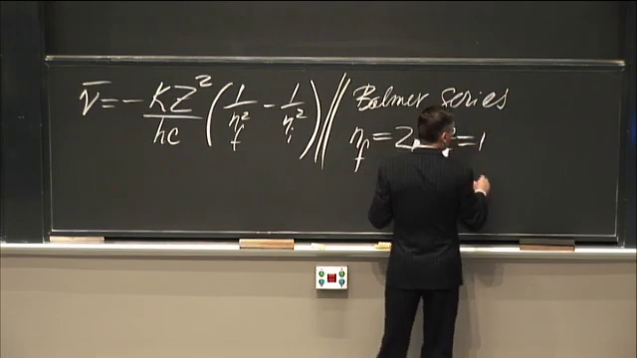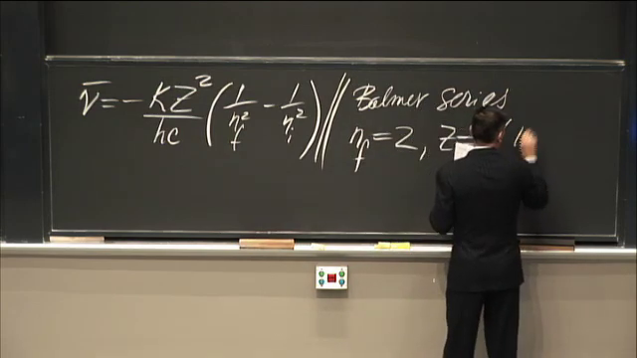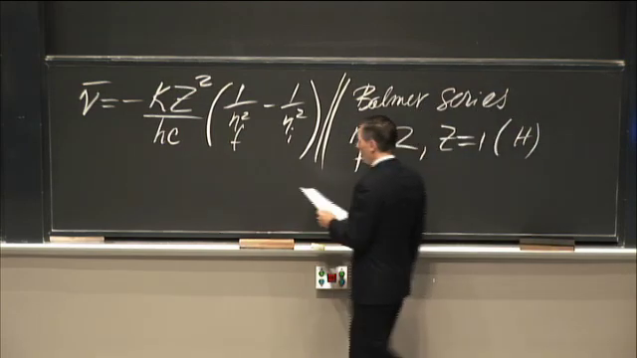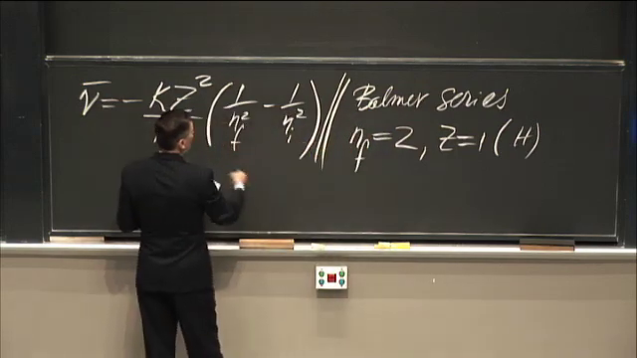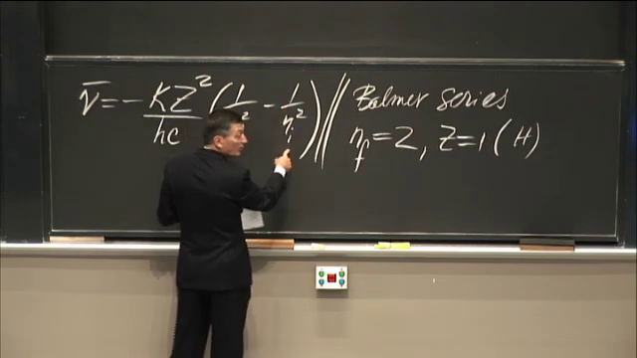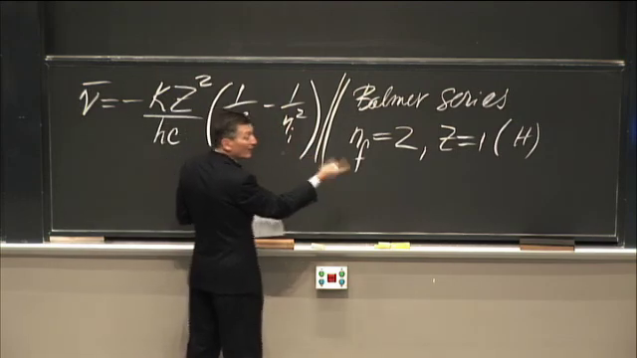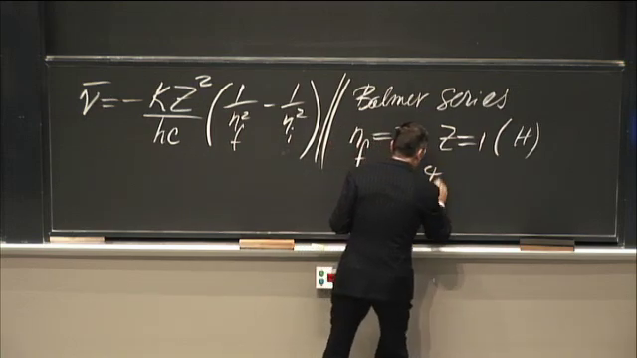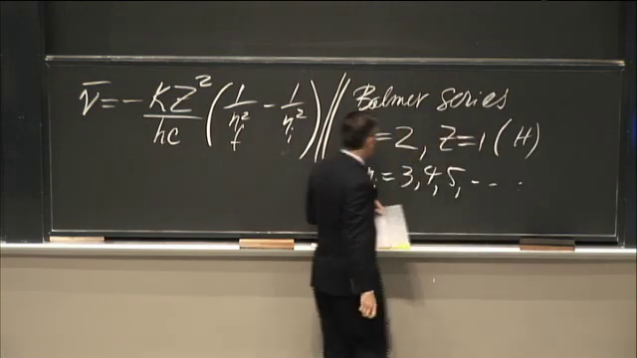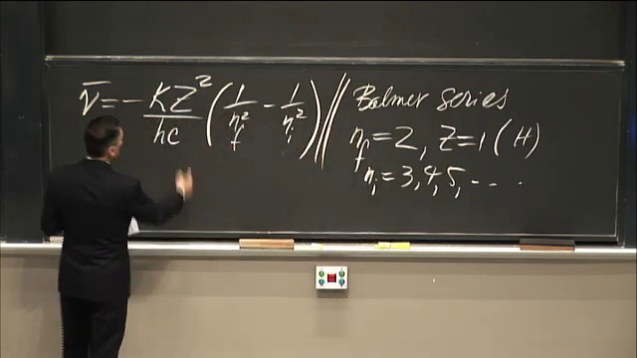Z equals 1, because we're talking about atomic hydrogen, then what we have is a set of transitions that go 1 over 2 squared minus 1 over n_i squared. n_i must be greater than n_f, so n_i must come from the set 3, 4, 5, etc. And then furthermore, I'm going to put Z equals 1.